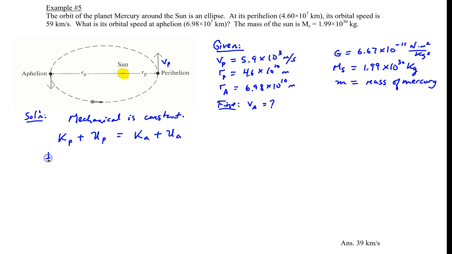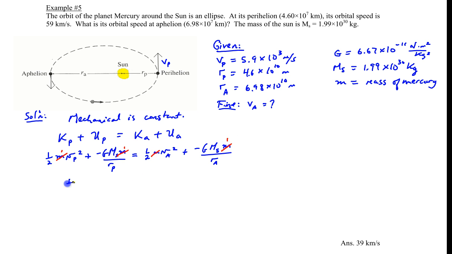The kinetic energy at perihelion is 1/2 times the mass of Mercury times the velocity at perihelion squared. The kinetic energy at aphelion is going to be the same expression, except we're going to have the velocity at aphelion squared. Plus, we have the gravitational potential energy, which is negative G times the mass of the Sun times the mass of Mercury over the radius of orbit at that particular point, which is r_p. And then we have plus the same formula, except now it's the other radius at aphelion. You'll notice that the mass of Mercury is in every term, so it cancels out.